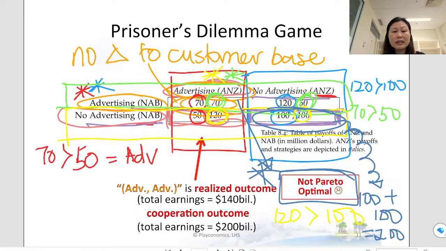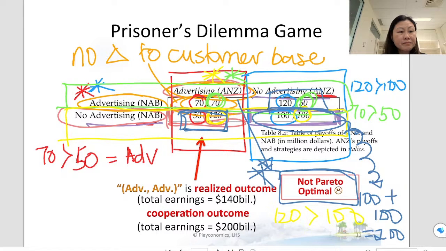ANZ is like, if I don't advertise and NAB does, then I'll lose out. Clearly, we can see it. 120 minus 50 is 70. So you lose out by 70 million if you don't advertise and the other party does. Therefore, there is an incentive for both players to advertise, even though it is not socially optimal.